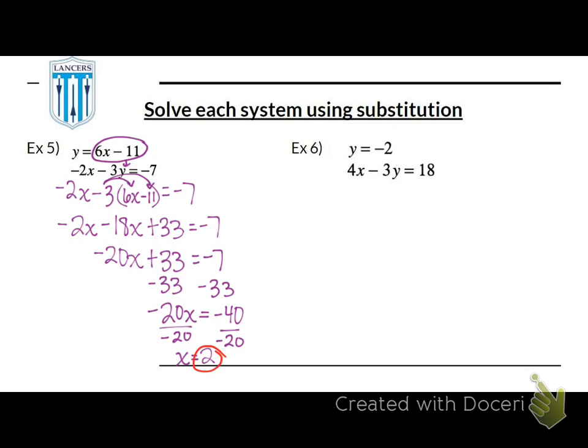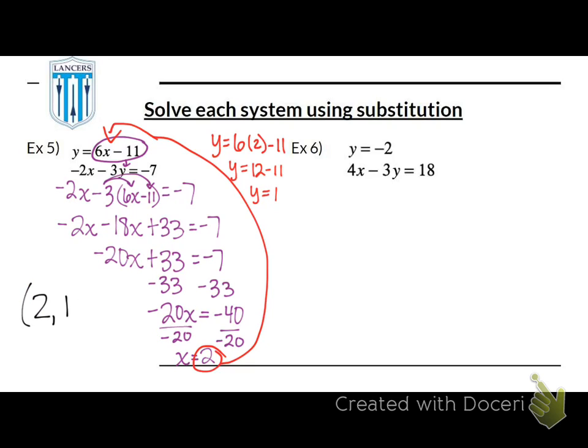We're going to take that 2, and where are we going to put it? Back to the original problem for x. All the way back up here. So that leaves me with y equals 6, parentheses 2 minus 11. 6 times 2 is? Minus 11 is 1. Okay, so our ordered pair, I'll write it off to the left, is 2, 1.